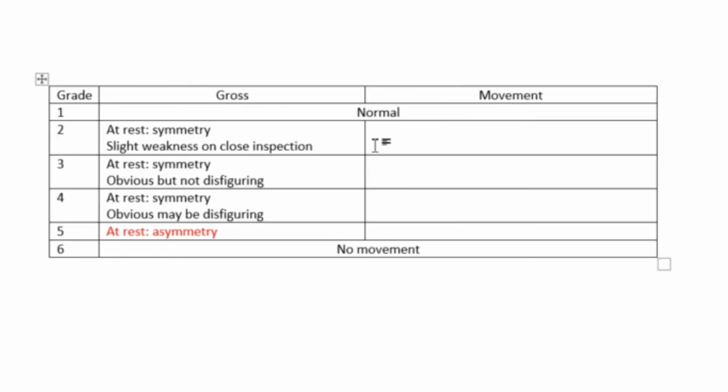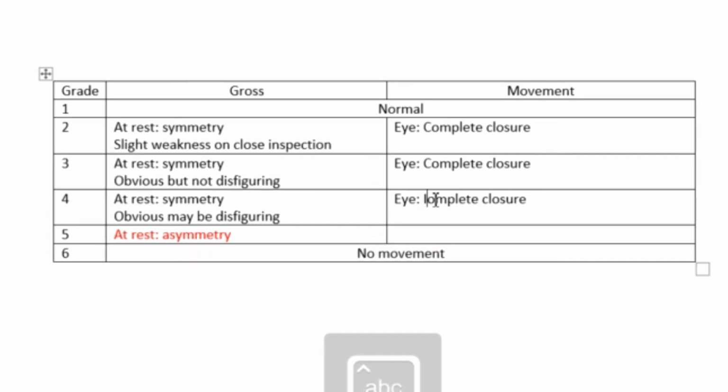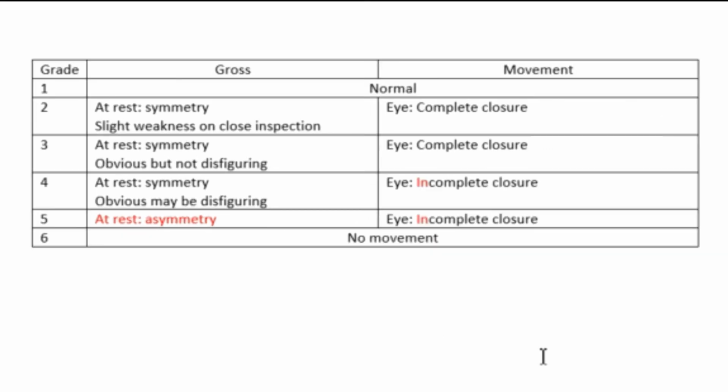In grade 2 and 3, complete eye closure is possible. But in grade 4 and 5, complete eye closure is not possible. In grade 2, complete closure of eye is possible with minimal effort. And in grade 3, complete closure of eye is possible with effort.